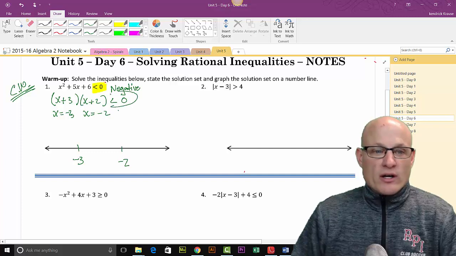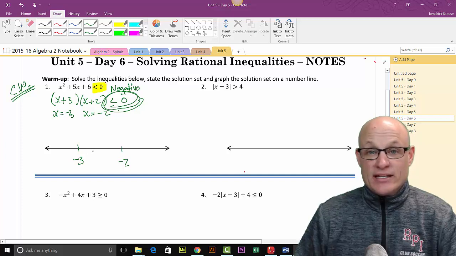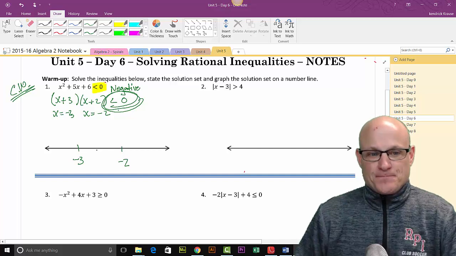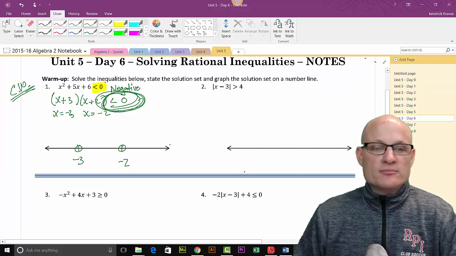I want to know where it is negative, where it is below the x-axis. Well, I already showed you it's in between these two, but I need to be able to test this algebraically. So I'm going to pick a number. First of all, because it's less than, I'm going to put open circles right here. I'm going to be careful with that. That's not always true.